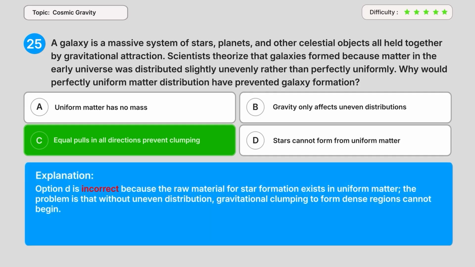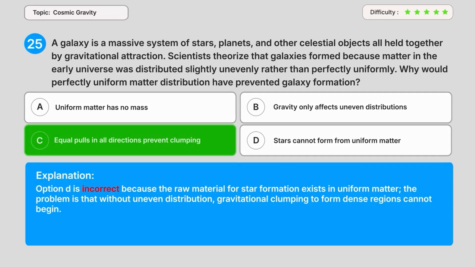Option D is incorrect because the raw material for star formation exists in uniform matter. The problem is that without uneven distribution, gravitational clumping to form dense regions cannot begin. Galaxies formed because the early universe wasn't perfectly uniform.